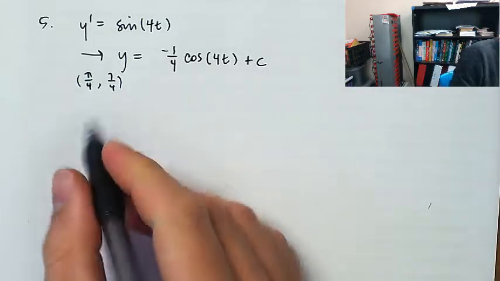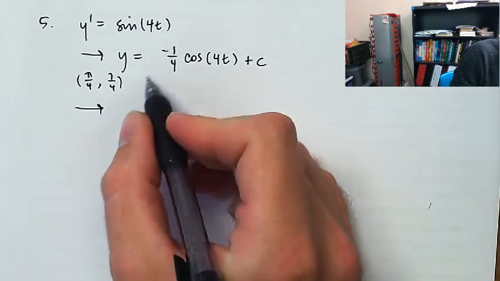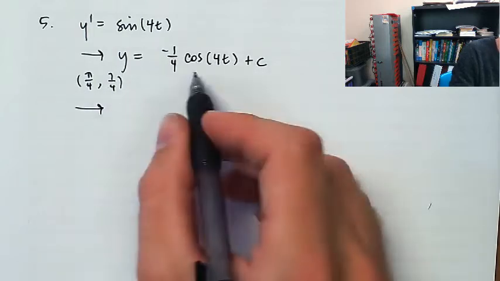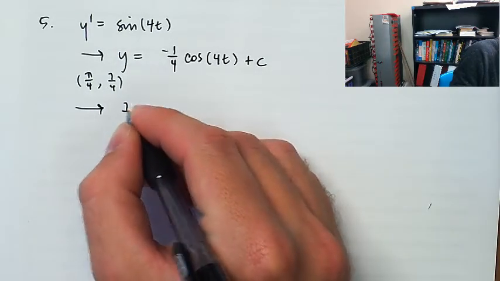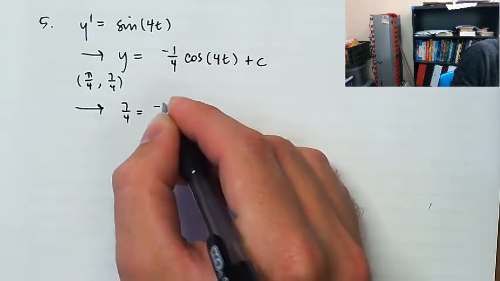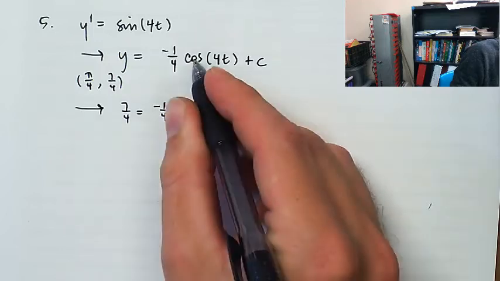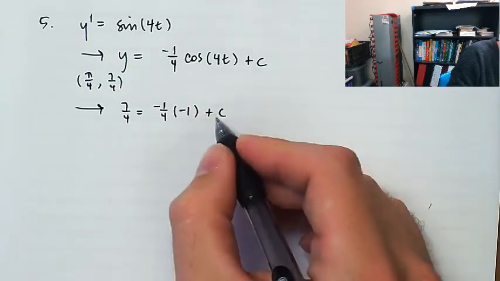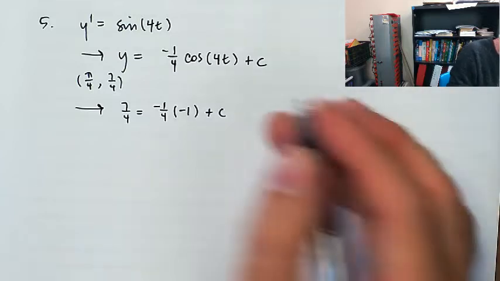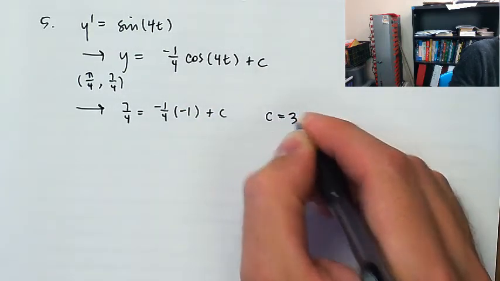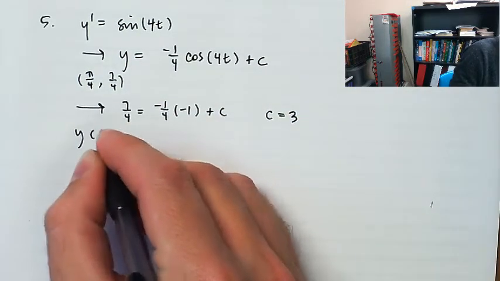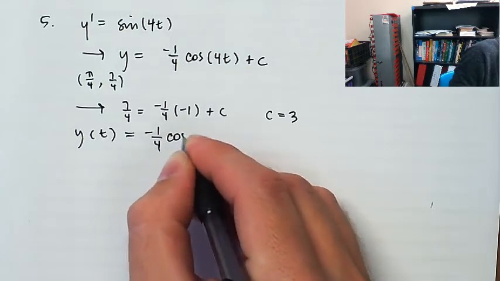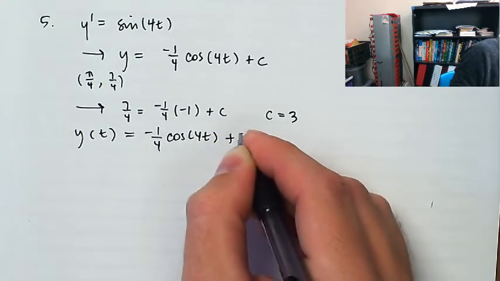Let's see. Okay, so now this means that y of t is going to be negative 1/4 of cosine of 4 pi over 4, which is pi. So 7/4 equals negative 1/4 of negative 1, because cosine of pi is negative 1, plus c. So it's 1/4 plus 6/4. So I think that means c needs to equal 3. So yeah, my solution is y of t equals negative 1/4 cosine of 4t plus 3.